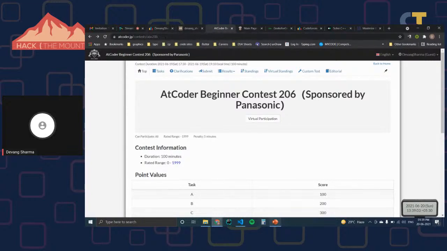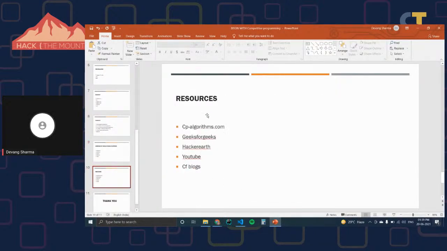Now let's come to the slide. There is one more topic left, that is resources from where you can learn competitive programming. Okay, so these are the best 5 resources that I feel are good.